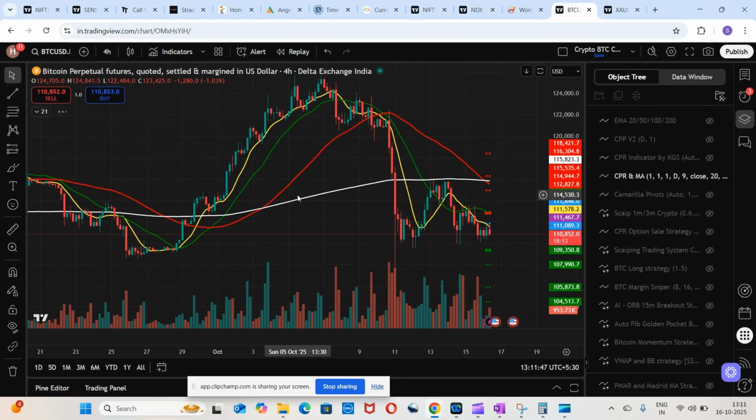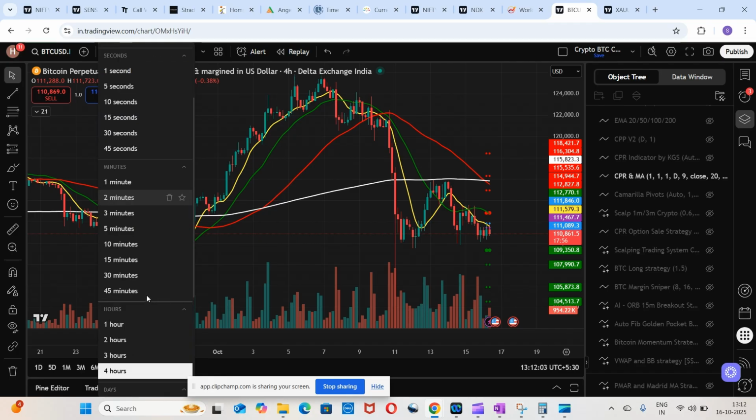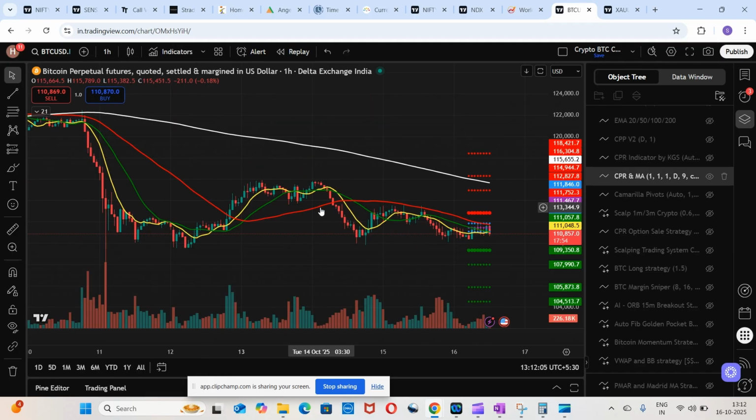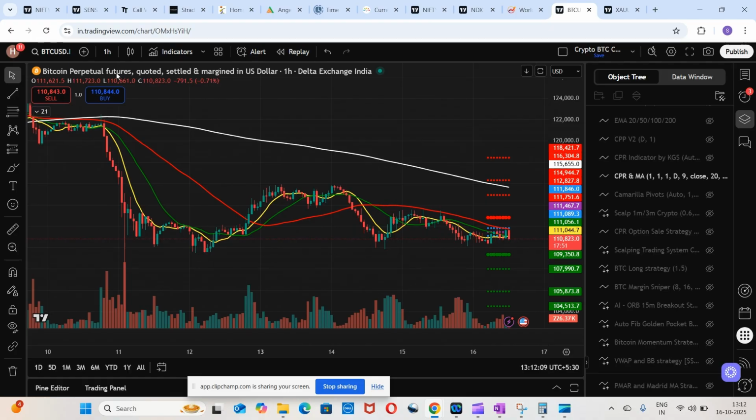Yeah, so for 4 hours also, if you see, we need to enter here in a long position. The short position has not yet started. But I think 1 hour is giving good results compared to 4 hours when we use 50 and 200 EMA. Okay, and 15 minutes is giving good results for the shorter time frames.